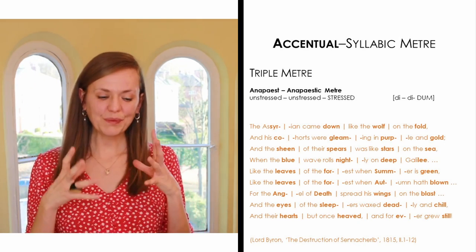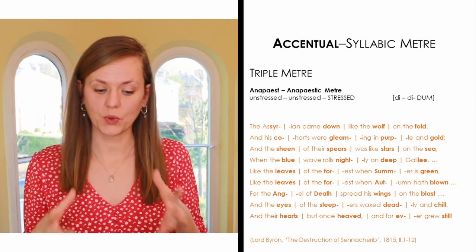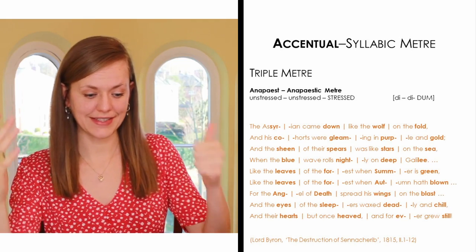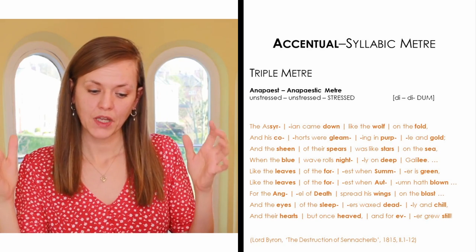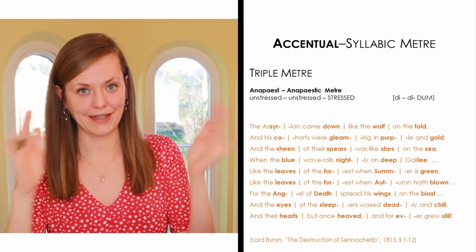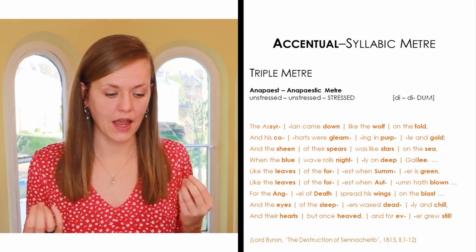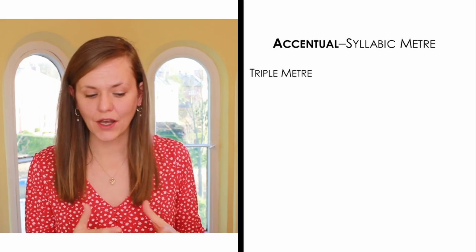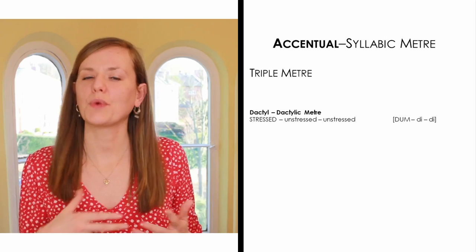Okay, so that is anapaestic tetrameter. How do we know it's tetrameter? Well, there are 12 syllables in the line, so for the angel of death spreads his wings on the blast. So there are 12 syllables. It's trisyllabic feet, so there are three syllables in each metrical foot because it's an anapaest. So 12 divided by 3 is 4, so it's tetrameter. Anapaestic tetrameter.